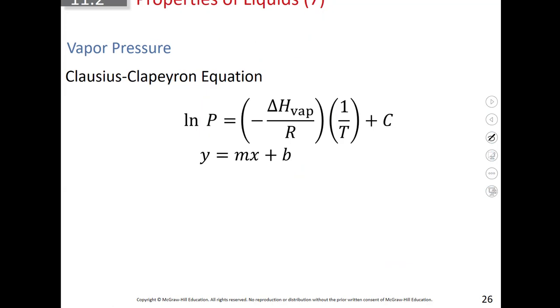So this is called the Clausius-Clapeyron equation. If you're in the textbook, this is on page 493, equation 11.1. And this relates the vapor pressure to the temperature here. So P here is the vapor pressure. And T here is the temperature.